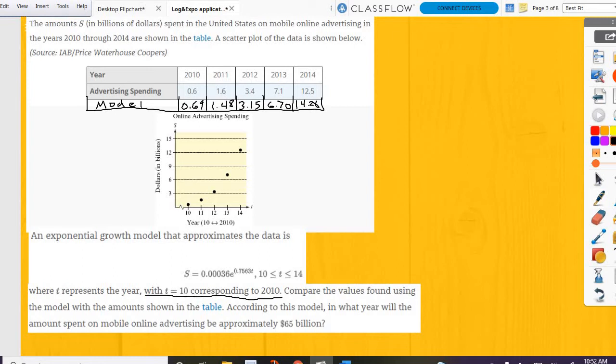Now, what's it asking us to find on the second part? So what year is the advertising 65 billion? So what are we wanting to do? What are you trying to solve for? T. So that means they have to give us an S. Do they give us an S?